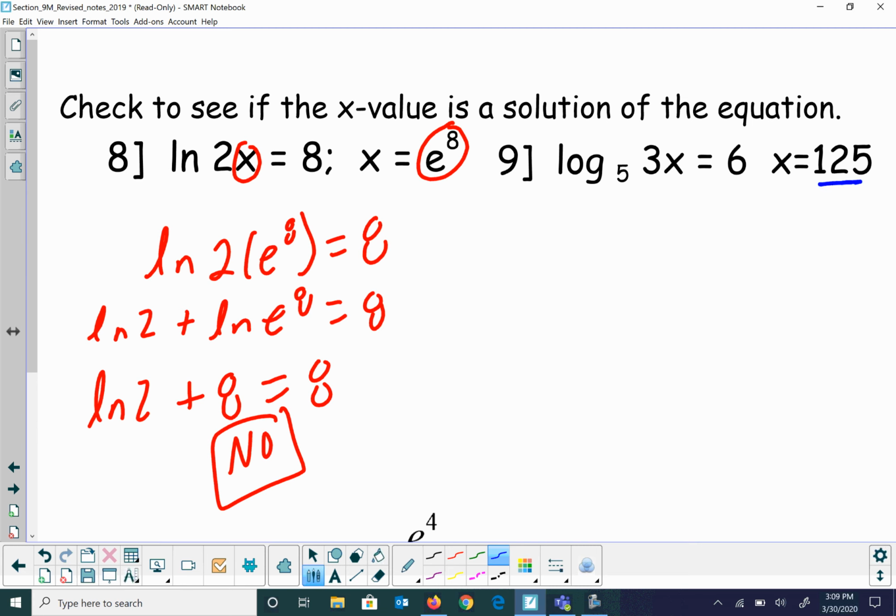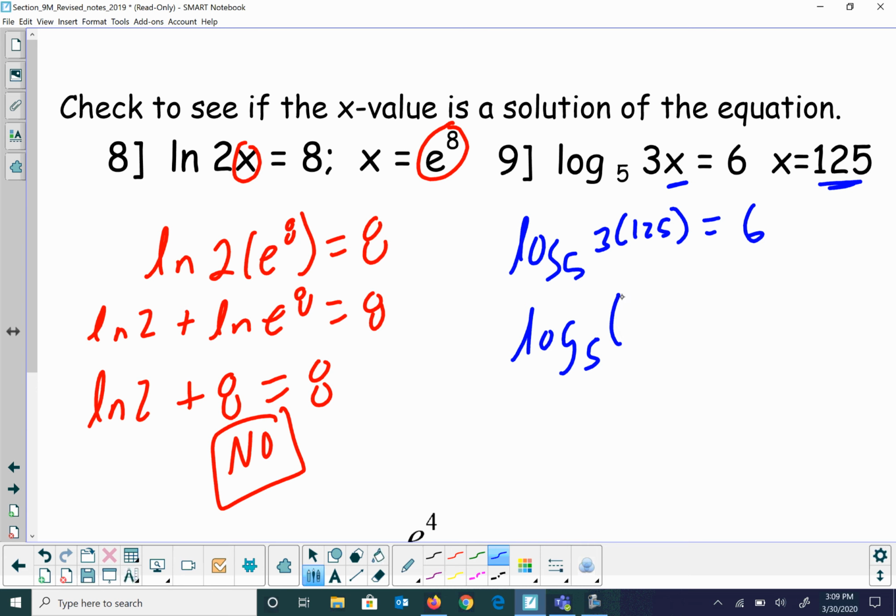We want to see if 125 works. So if I plug 125 in here, I get log base 5 of 3 times 125 is equal to 6. 3 times 125, that's going to be 375, I believe. Is that equal to 6?